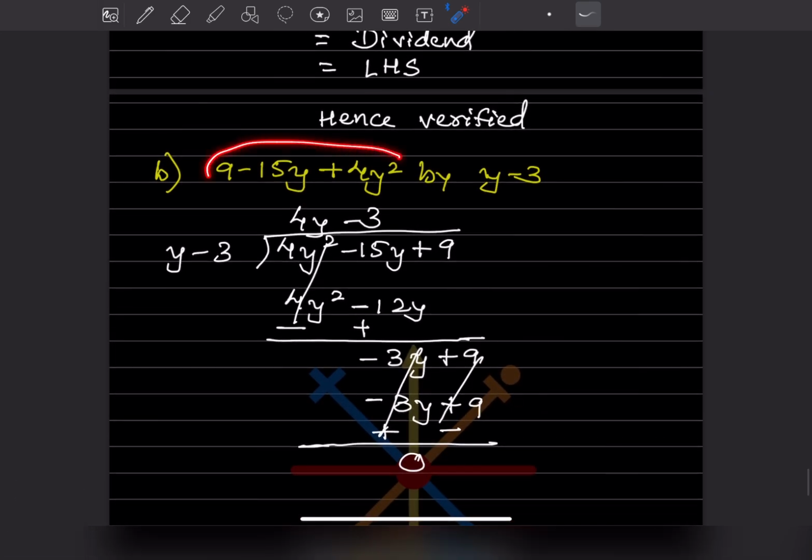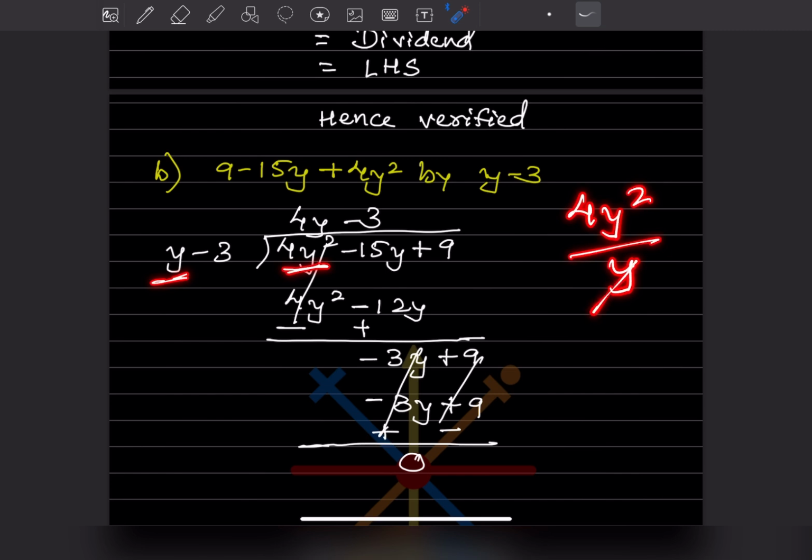Now look at here. So now this is just rearranged, because this is the square term, so that is taken at the start. So 4y square minus 15y plus 9. And here y minus 3. Now again we will look at the first term of it. That will be 4y square divided by y. So what happens here? This one gets cancelled. So what remains is just 4y. So this is here 4y.